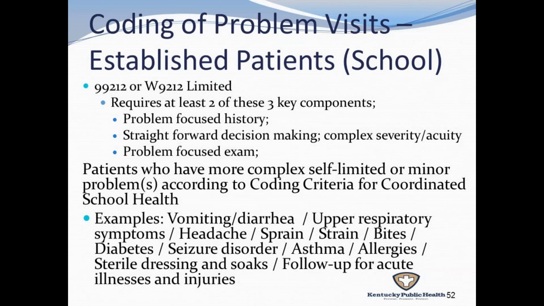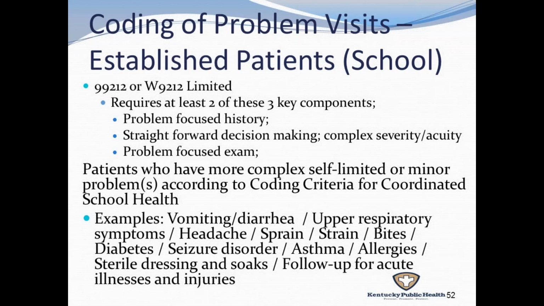And then we also have, because in the school setting, you only have 2 codes for established patients that you can pick, or rather 4, sorry, if you're an APRN. If you're an RN, you have 2, which is the W codes. If you're an APRN, you're going to have 2, which is the 99 codes, according to DPH policy.